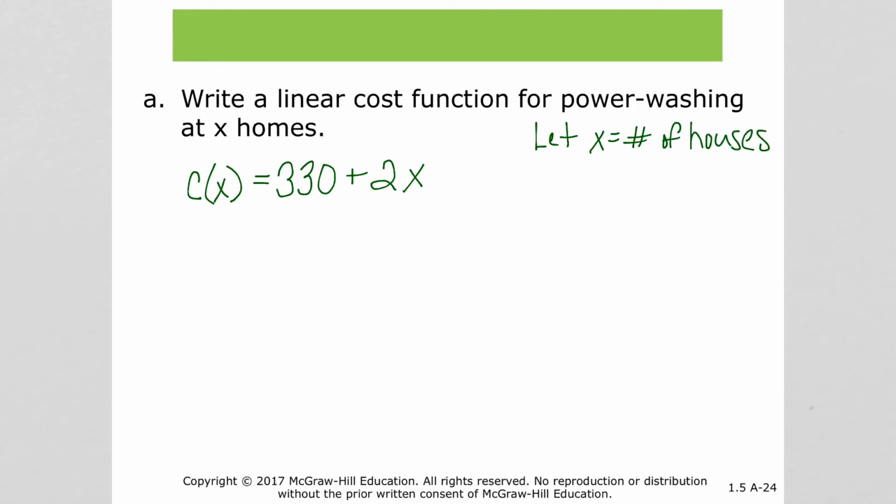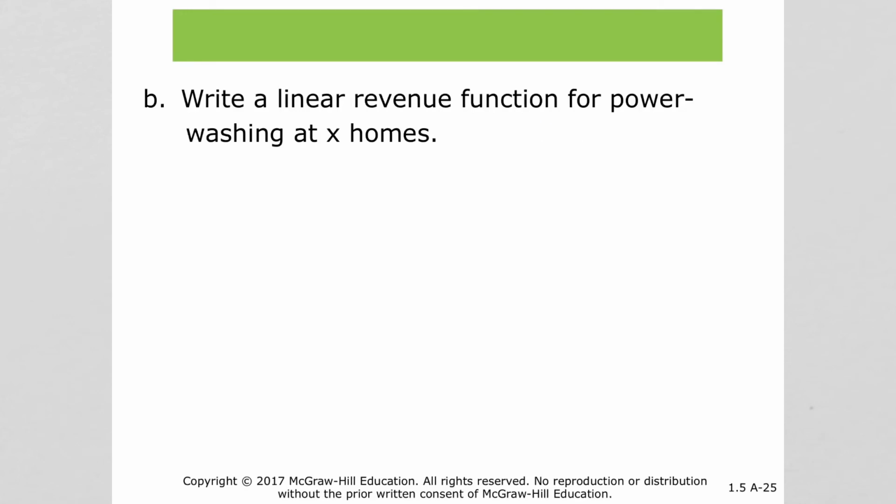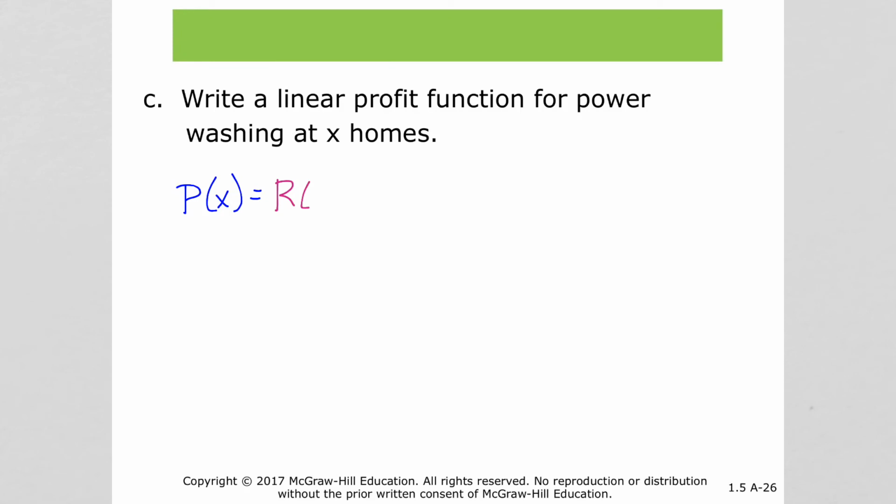So the cost to her is $330 plus 2X. The revenue, how much money she's going to be paid, is she gets $35 for each house. So $35 times X. Therefore, her profit will be her revenue, the amount she charges, minus the cost it is to her.